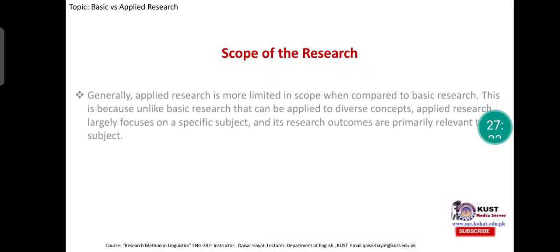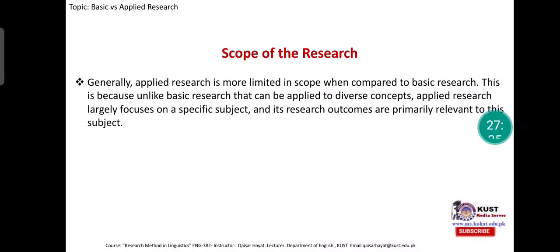Now, scope of research. Students, generally applied research is more limited in scope when compared to basic research. This is because, unlike basic research that can be applied to diverse concepts, applied research largely focuses on a specific subject, and its research outcomes are primarily relevant to the subject. Students, applied research is concerned with the specific topic on which it is carried out.